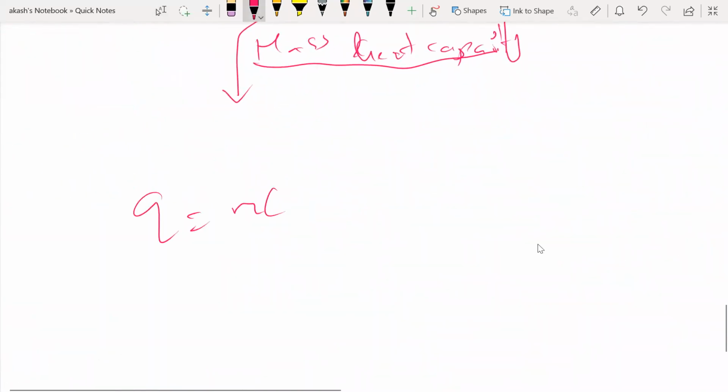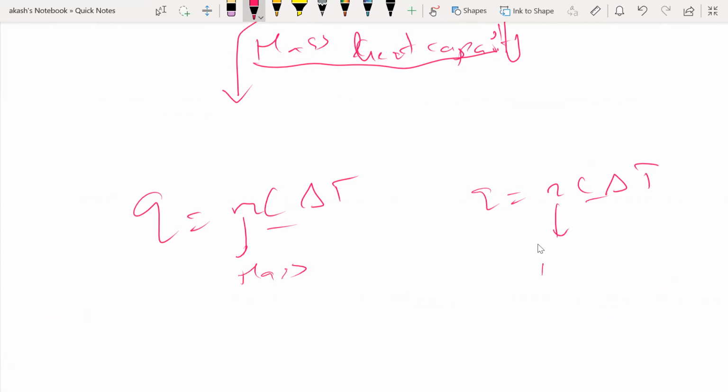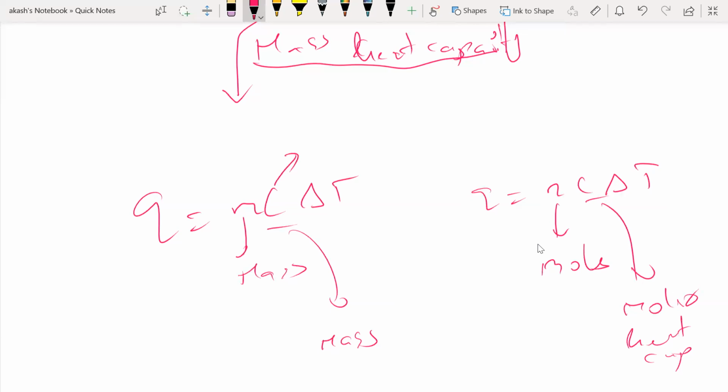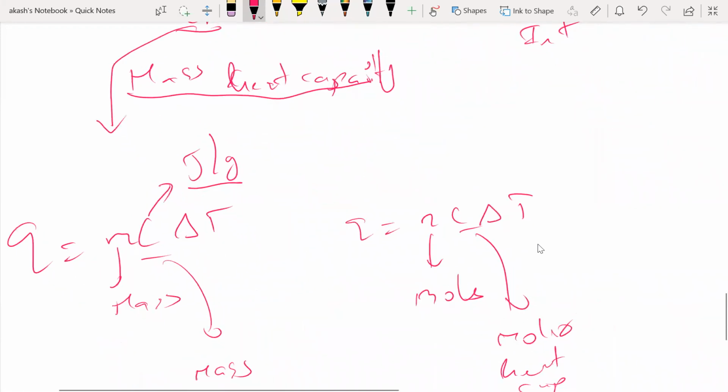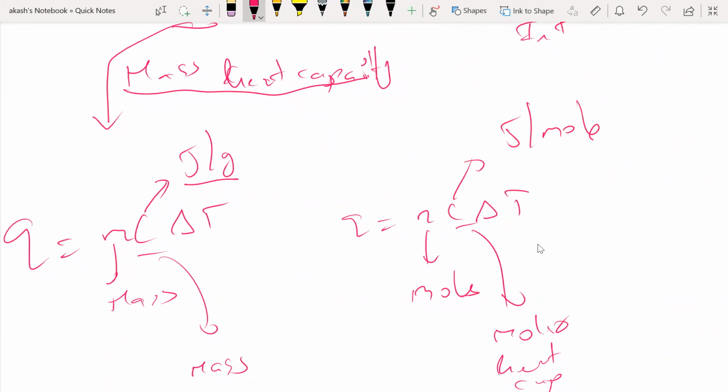Now we will be able to write 2 equations. So Q is equal to m c delta T, and again we can write Q is equal to n C delta T. Here m represents mass, and here n represents moles. So here we are talking about mass heat capacity, and here we are talking about molar heat capacity, depending on what data is given to you in the question. The unit of mass heat capacity is going to be joule per gram, and in this case, the unit will be in terms of joule per mole.